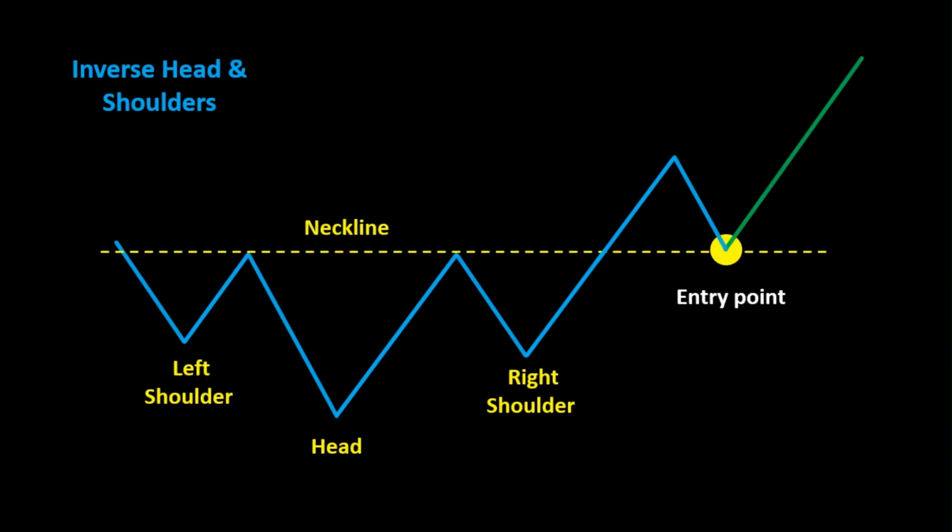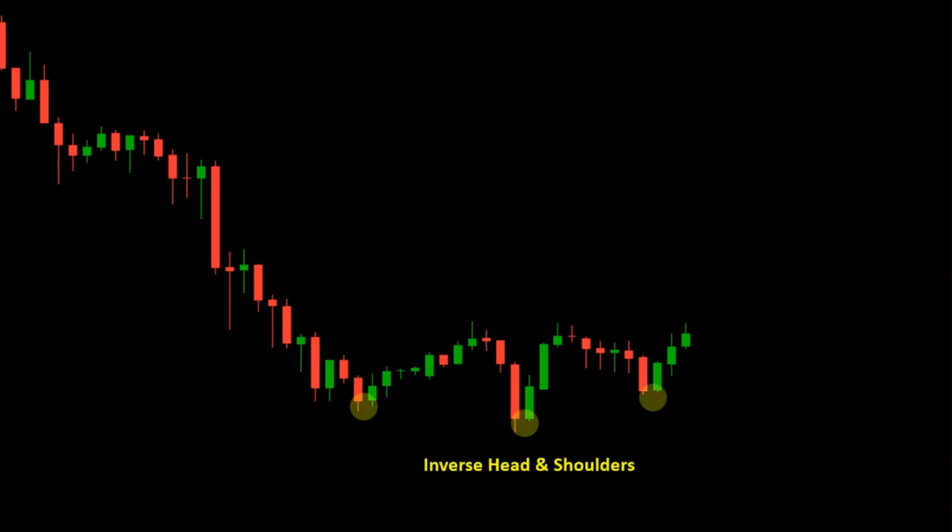Let's take a look at a real market chart example. In this scenario, an inverse head and shoulders pattern formed at the bottom of a downtrend, indicating a potential bullish reversal. After the pattern completed, the price broke above the neckline, confirming the breakout. At this point, there are two possible entry strategies. Enter a buy trade on the candle close above the neckline.